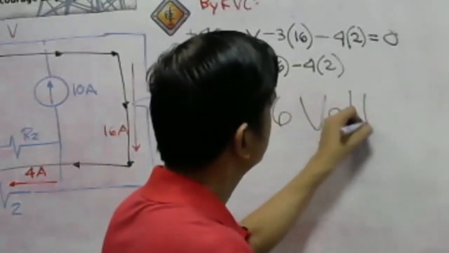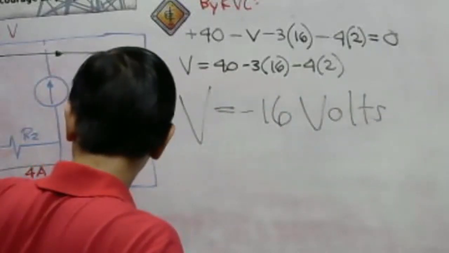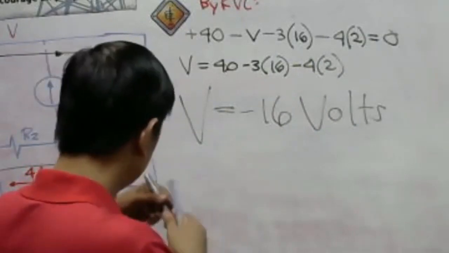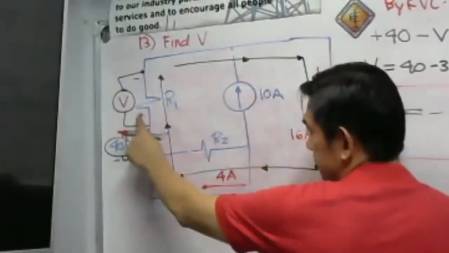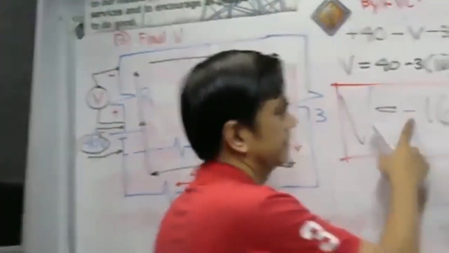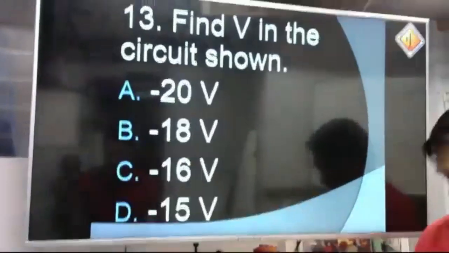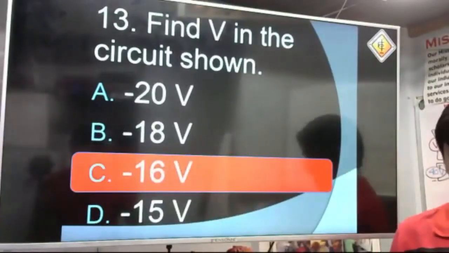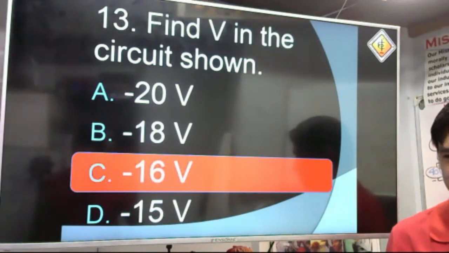I will keep the negativity of voltmeter V because the author already assumed that this is the negative and this is the positive terminal of the voltmeter. Just remain the negative sign. Therefore, in our choices, what letter is our answer? Letter C. Did you get that, guys?